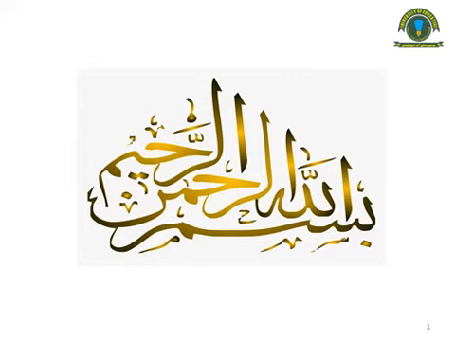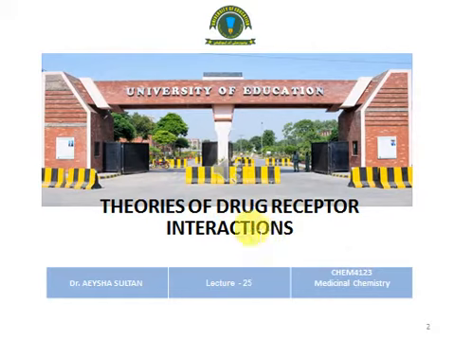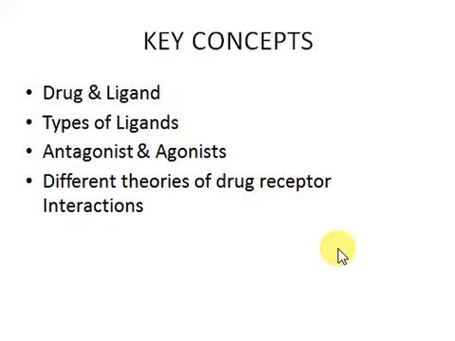So in today's lecture, for the course of medicinal chemistry, we shall discuss theories of drug receptor interactions. The basic concepts which we shall discuss in this topic are: what are drugs and ligands, what are different types of ligands. We shall see about antagonist and agonist, and different theories of drug receptor interactions.